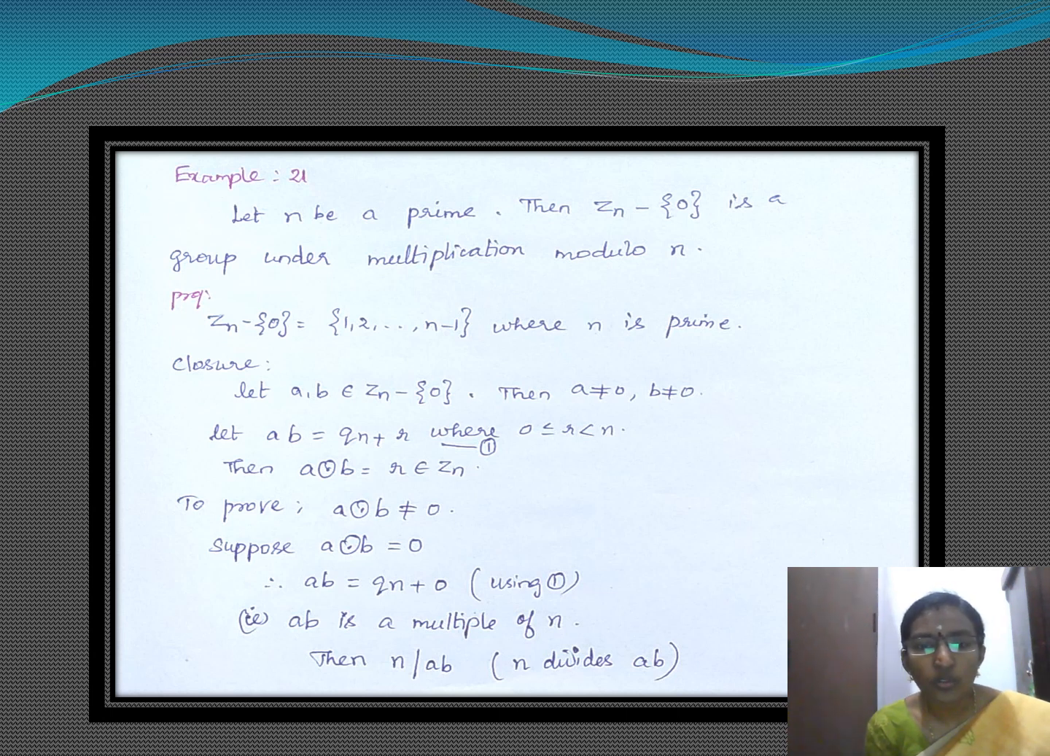Then ab equals qn + r, where 0 ≤ r < n. Therefore a ⊙ b equals r, and that r belongs to Zn. But we have to prove that a ⊙ b is not equal to 0, because here we take the set as Zn minus {0}. Therefore, let me assume that a ⊙ b equals 0. Then ab equals qn + 0. That is, ab is a multiple of n. Then n divides ab.